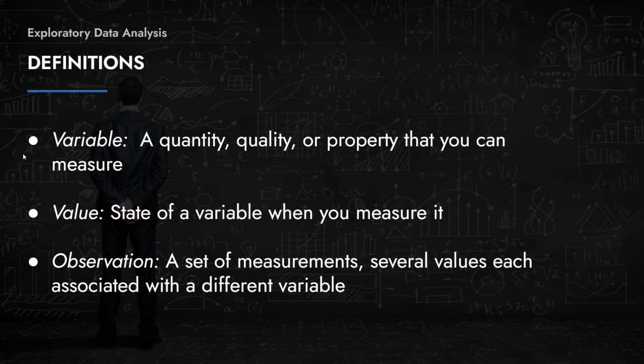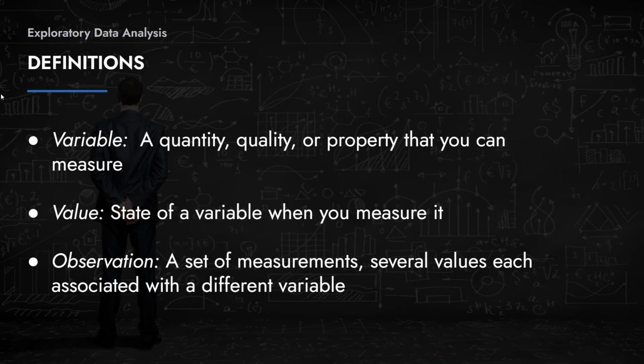And then a value is the state of a variable when you measure it. So that's the individual value. So like, let's say hair color, right? You have blonde, brown, and red, let's say. So red would be a value. It's a possible state of that variable. So the variable would be hair color, and the values would be red, brown, black, for example.